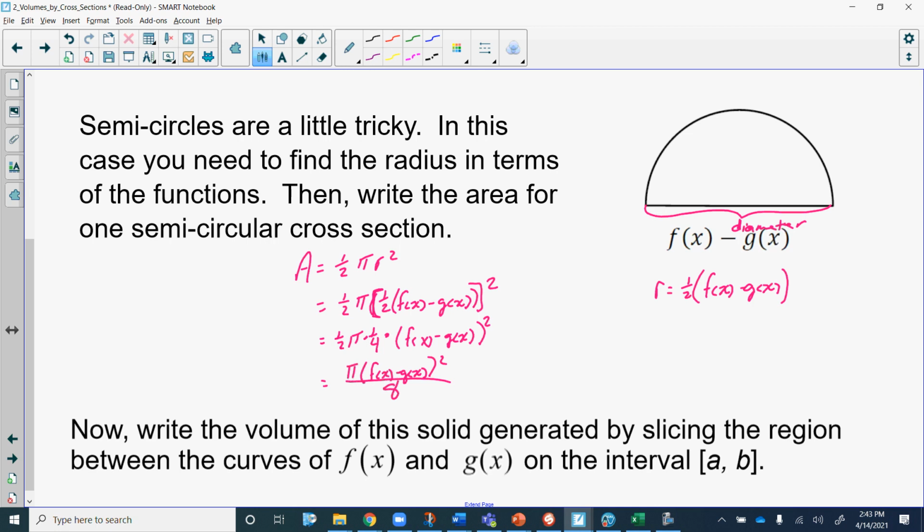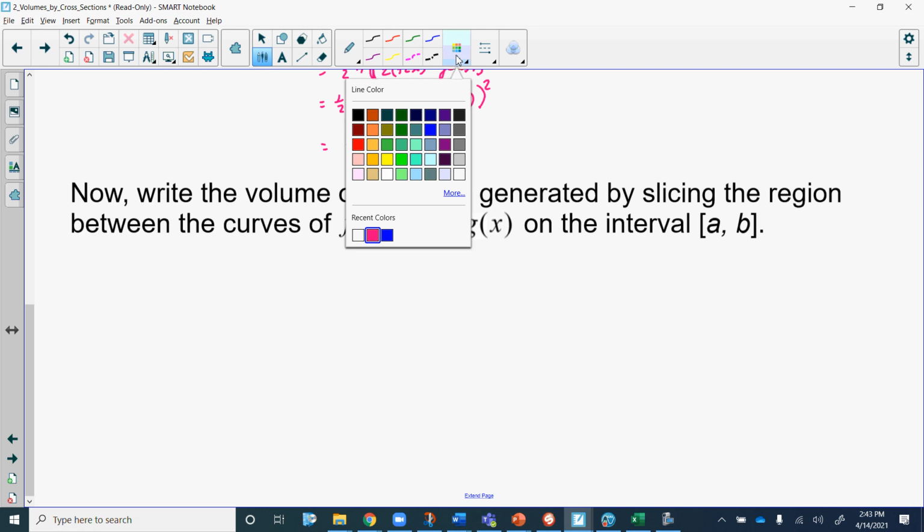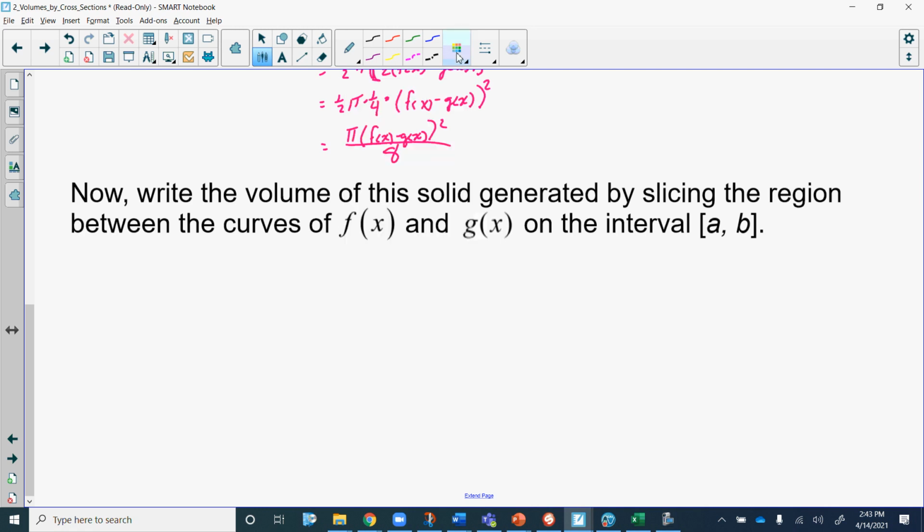And the stuff here at the bottom where it says write the volume generated by this. Okay, that's not going to be a terrible concept. What I'm going to do, looking at the expression that we have here, the pi over 8, that's just going to be a constant that can be pulled out.